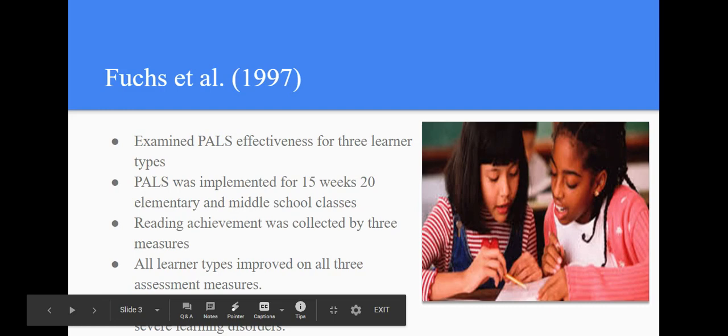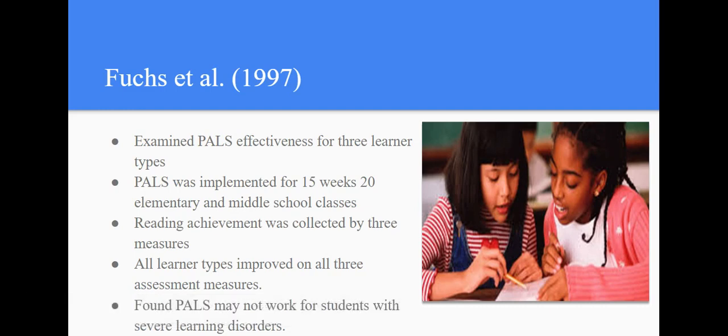Looking at the research, Fuchs et al. 1997 investigated the effects PALS had on students in 20 elementary and middle schools. This study looked at 3 different learner types based on reading proficiency: lower achievers with disabilities, low achievers without disabilities, and average achievers. Students' reading ability was assessed using the comprehensive reading assessment battery both before the study and after 15 weeks. This study found that PALS increased the reading proficiency of all 3 learner types. However, this study also found that PALS did not work for the bottom 20% of students with learning disabilities. This shows that PALS may not work for students with severe learning disabilities.